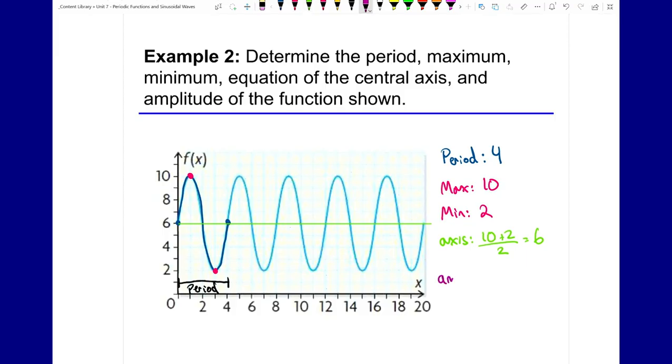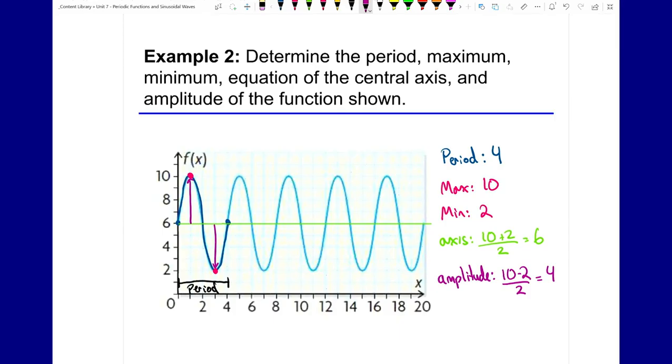And then lastly, the amplitude. For our amplitude, again, it's the distance from the midline or from the axis to our max or our min. I could visually just count it here. It does seem to be a relatively nice number. Or I could do the max minus the min divided by 2, 8 divided by 2, which is 4. And again, I can see the same thing from the graph.